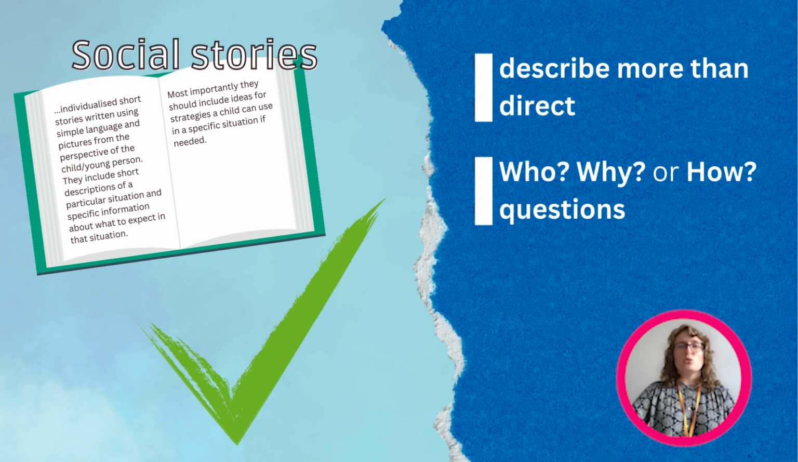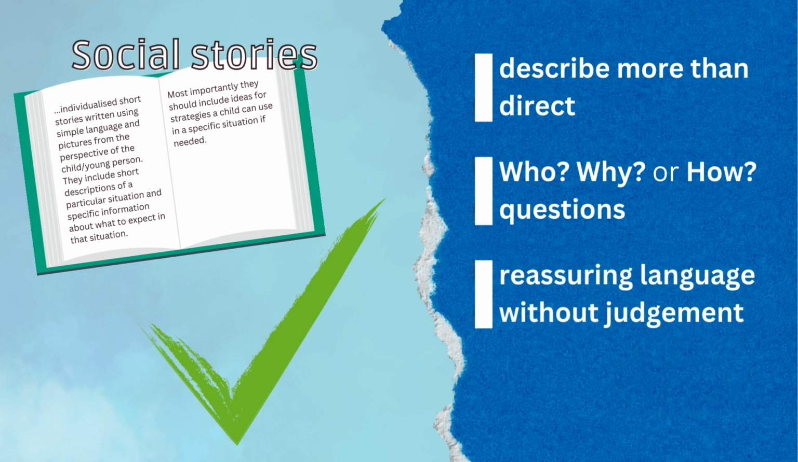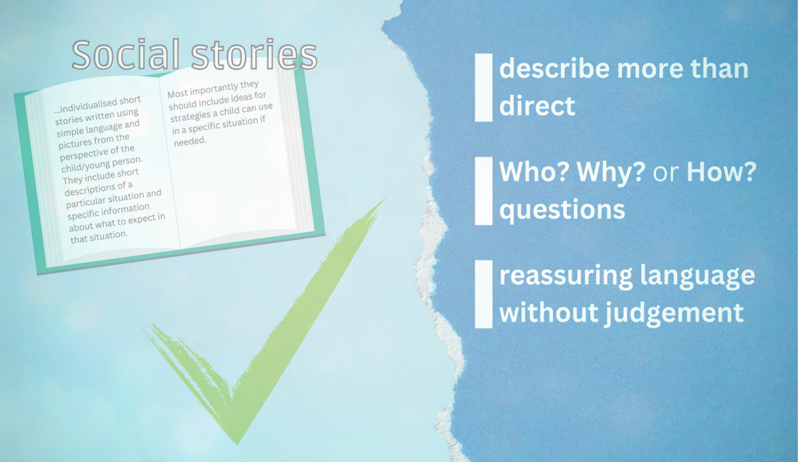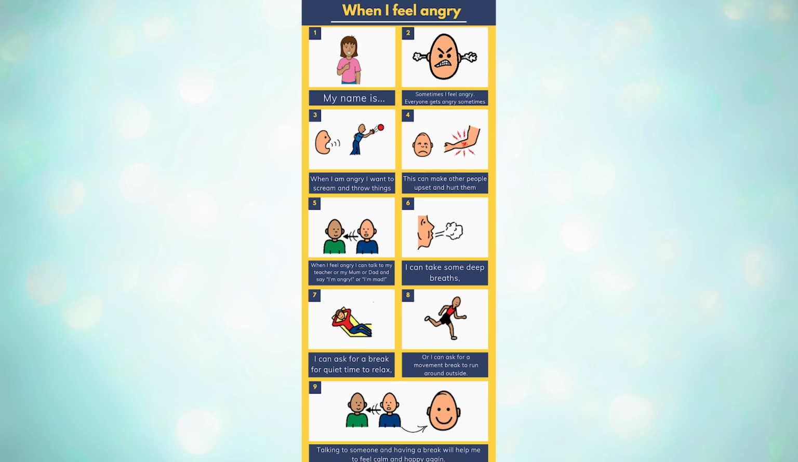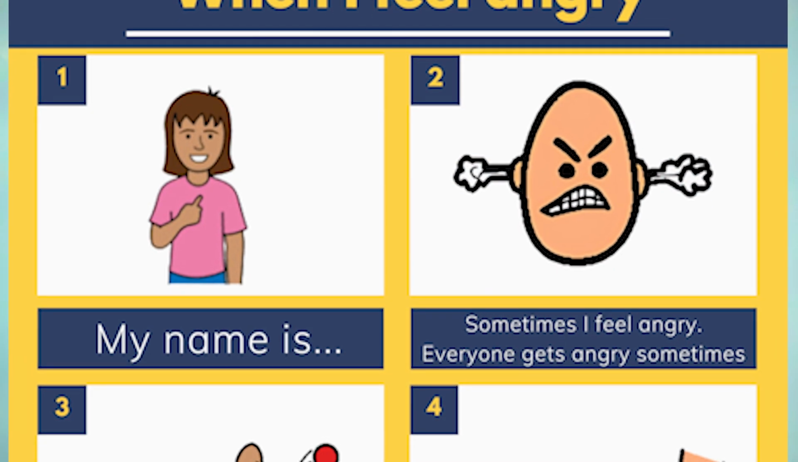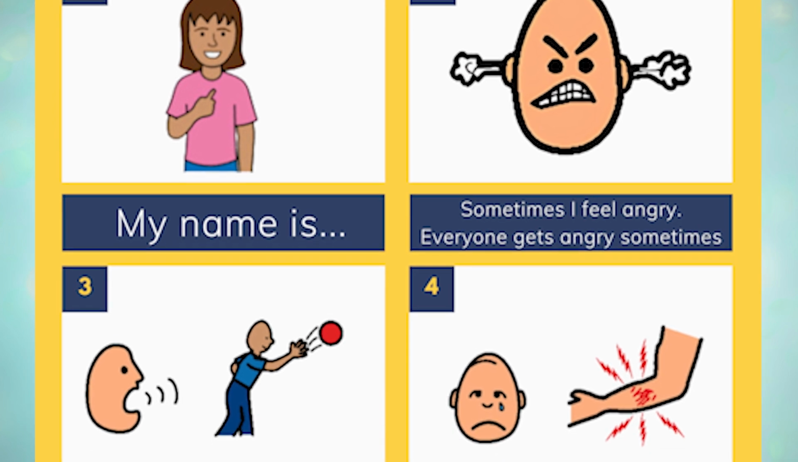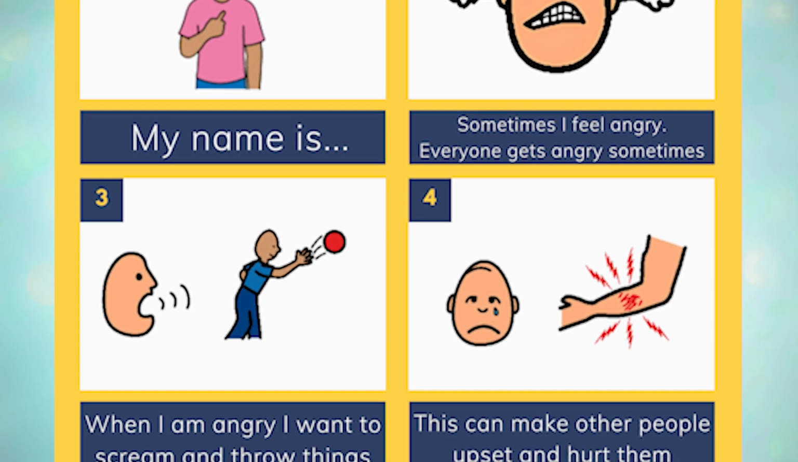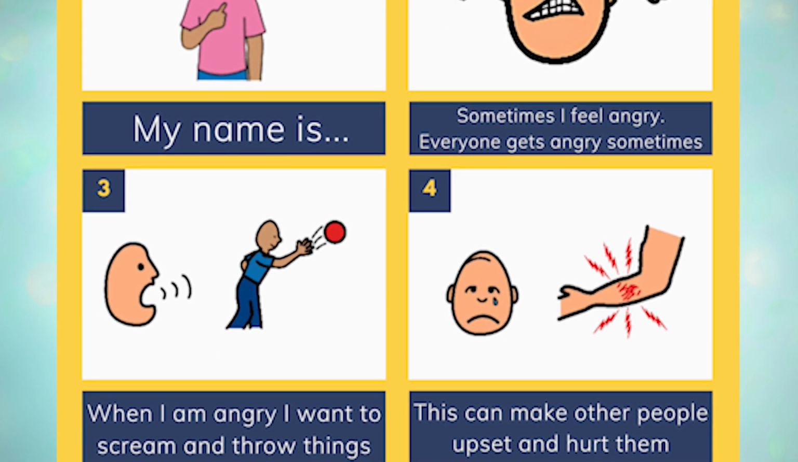For example, who will be in a location? Why do we need to go there? How long will we be there? And so on. They should use reassuring language rather than judgmental language. Here is an example of a social story around getting angry. As you can see, it describes the situation and validates the feelings of the young person involved. It also describes the perspective of others in the situation in clear language.